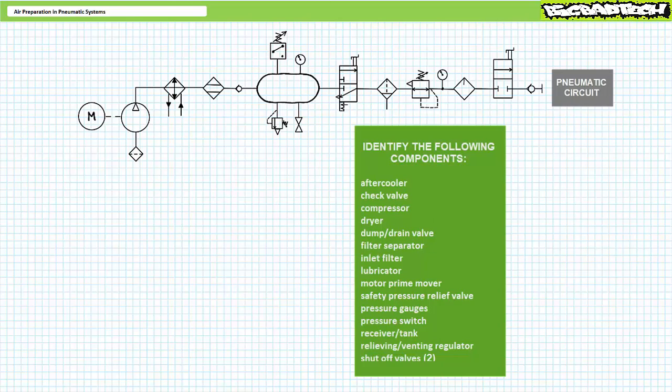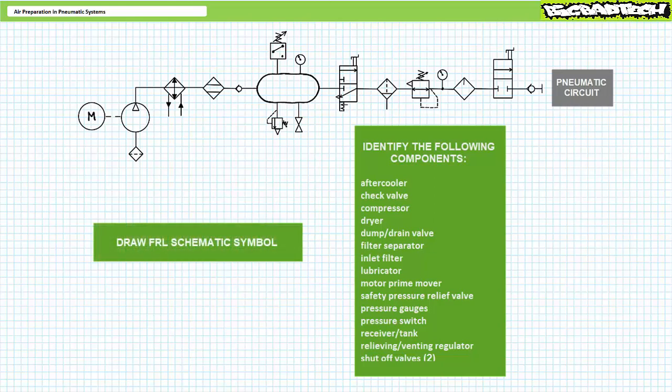Aftercooler, check valve, compressor, dryer, dump or drain valve, filter separator, inlet filter, lubricator, motor prime mover, safety pressure relief valve, pressure gauge, of which there are two, pressure switch, receiver or tank, the relieving or venting regulator, and the shutoff valves, of which again there are two. Additionally, see if you can draw the simplified symbol of a consolidated FRL, filter, regulator, lubricator. By all means, pause the lecture and try this yourself.